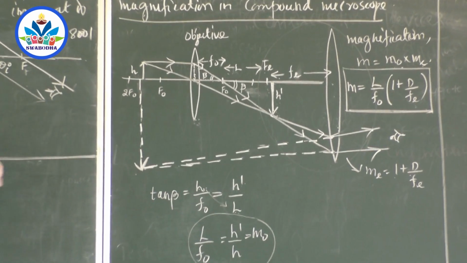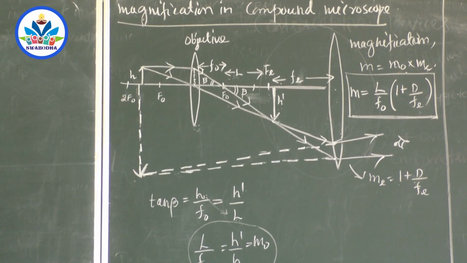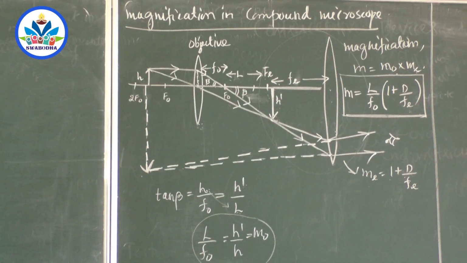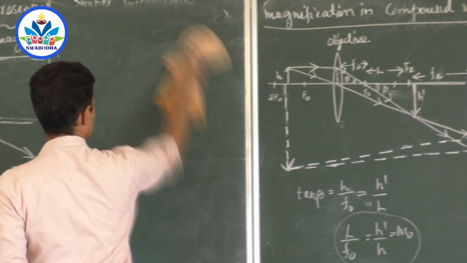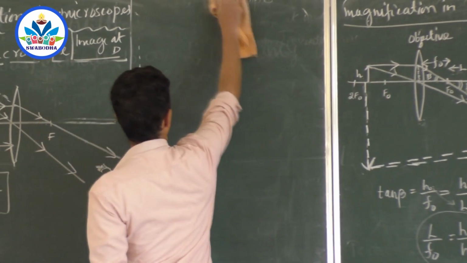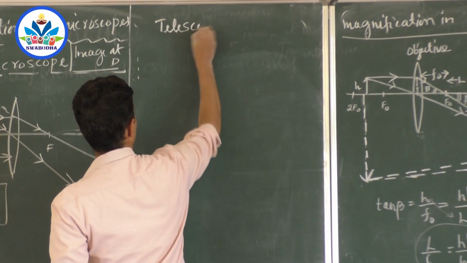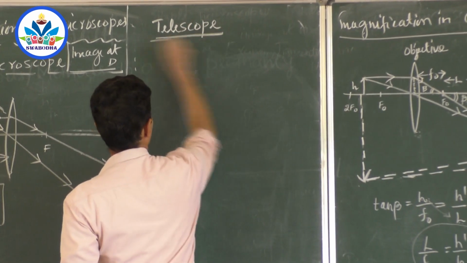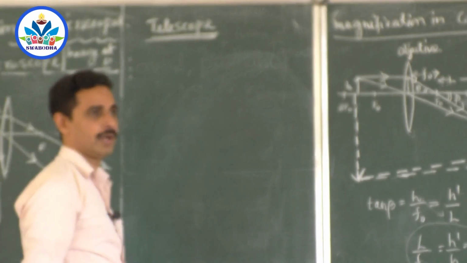Shall I rub this one? That is the last one in this chapter, and we will have to work out some problems regarding this also, combination of lenses. Then we will move on to the next chapter, but we will finish it now. Telescope, magnification. A telescope is a device used to view distant objects. It also contains an objective and an eyepiece.